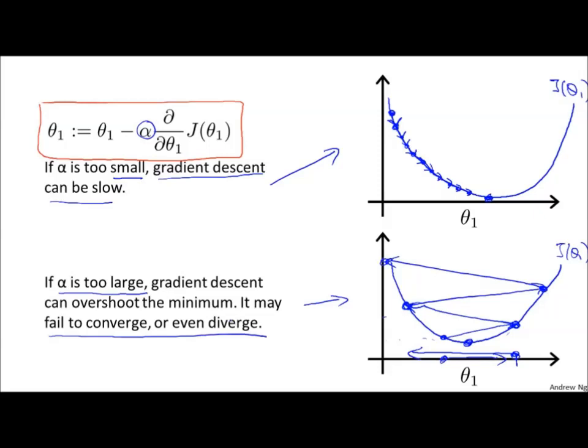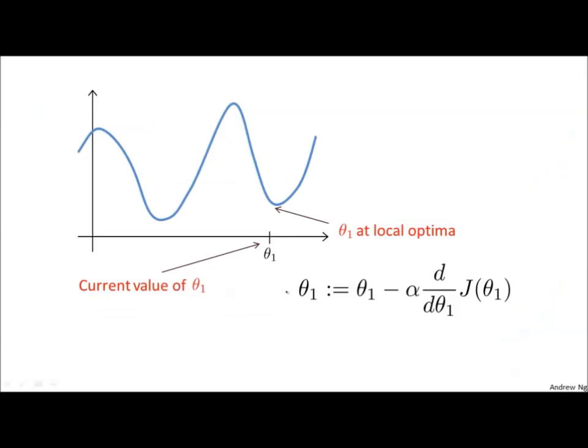Now, I have another question for you. This is a tricky one, and when I was first learning this stuff, it actually took me a long time to figure this out. What if your parameter theta 1 is already at the local minimum? What do you think one step of gradient descent will do? So let's suppose you initialize theta 1 at the local minimum. Suppose this is your initial value of theta 1 over here, and it's already at a local minimum. It turns out at a local optimum, your derivative will be equal to 0.